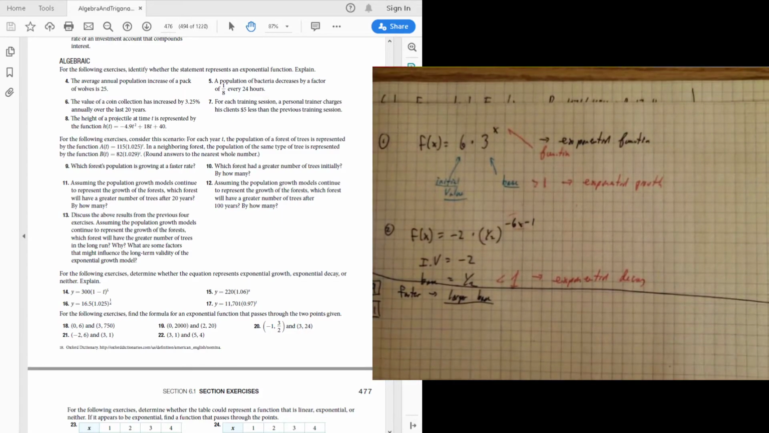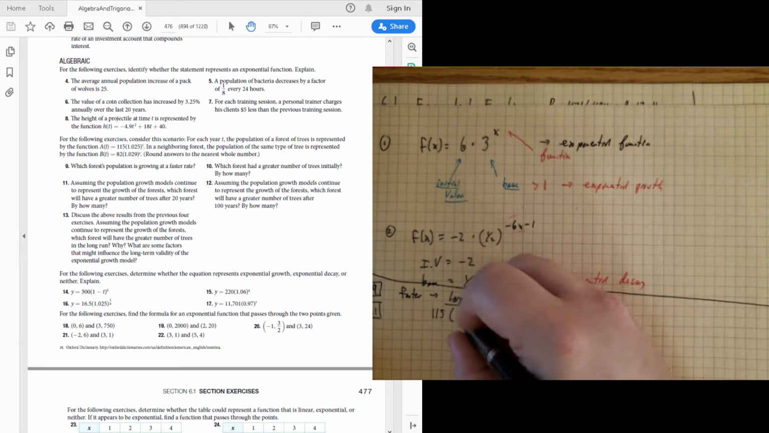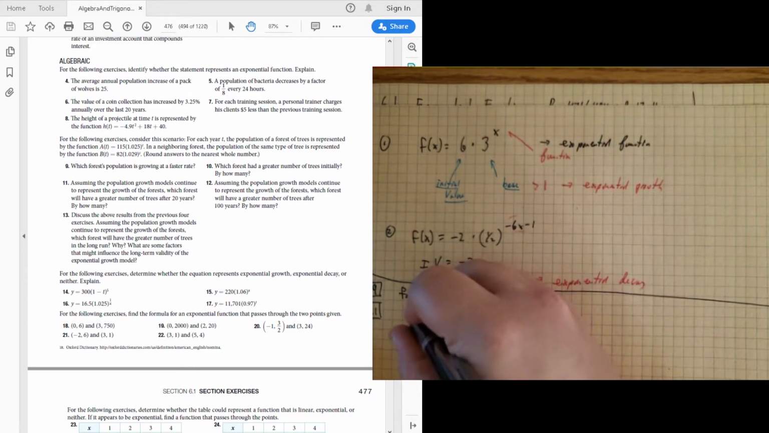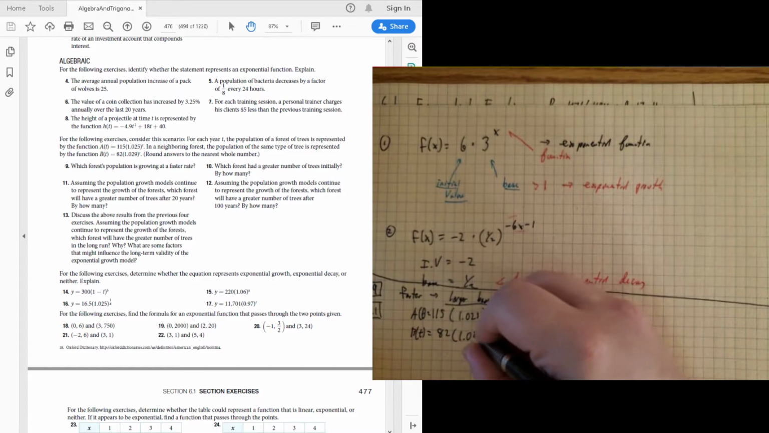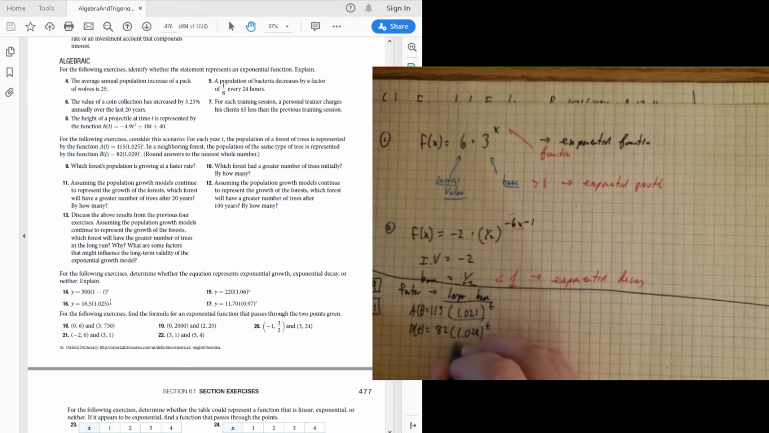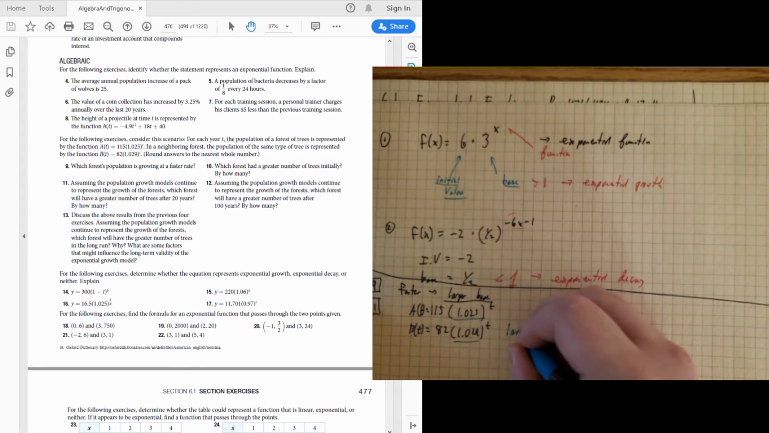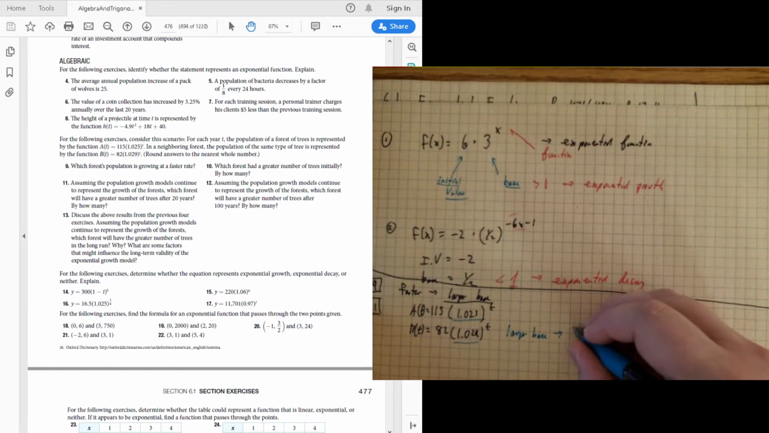So number 9, let's take a look at our two formulas. Our two formulas are 115 times 1.025 to the t power. That's my A. My B is 82 times 1.029 to the t power. So to answer number 9, the question is which of these has the larger base? Remember, my base is the number inside, and so this one has the larger base. Not by much, of course, but it is larger. Therefore, this one is the one that is growing faster.